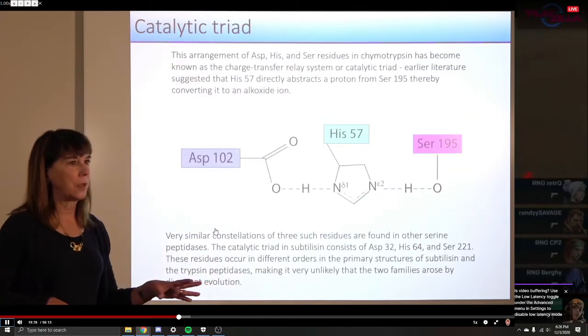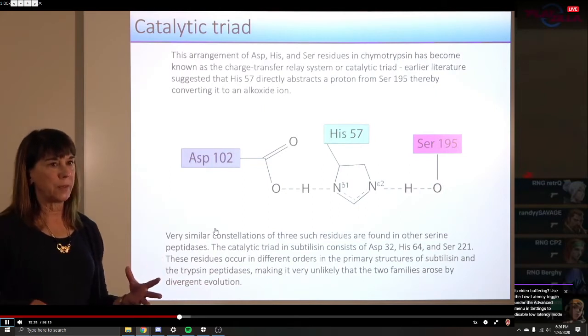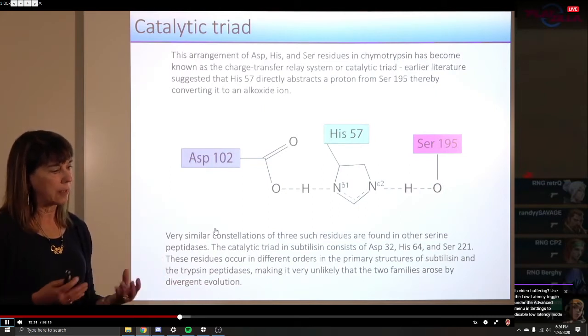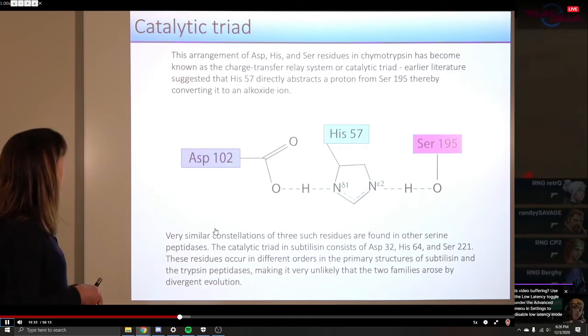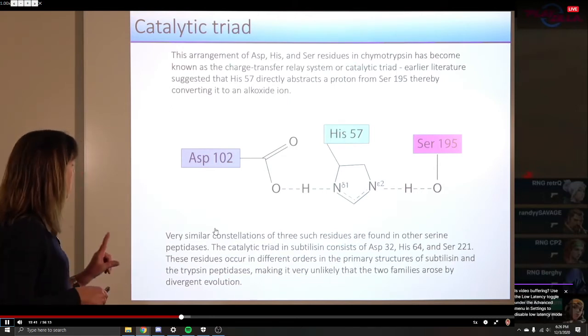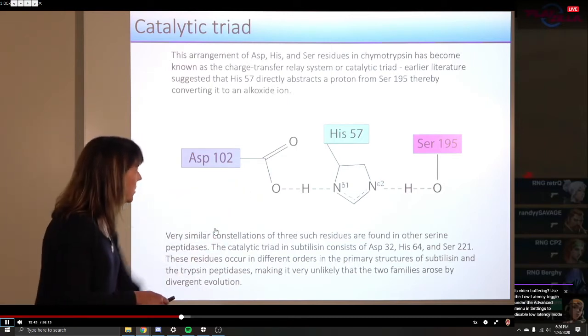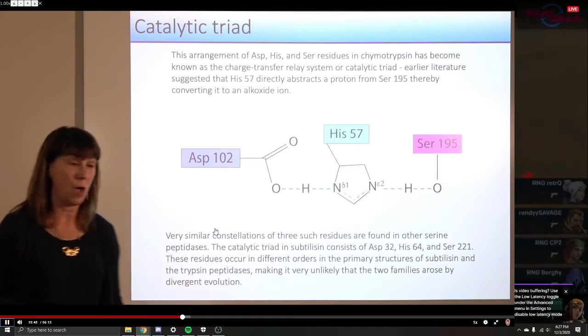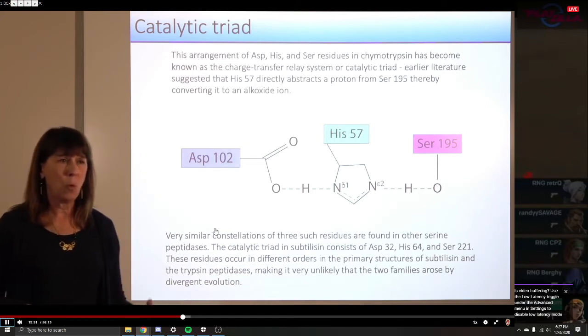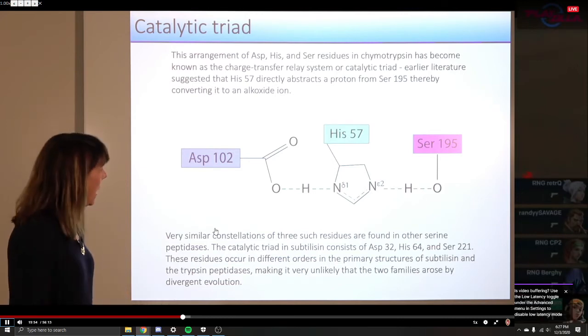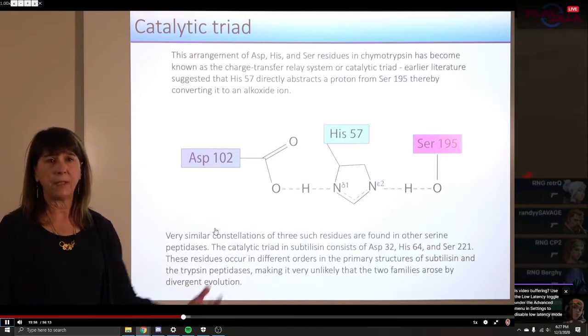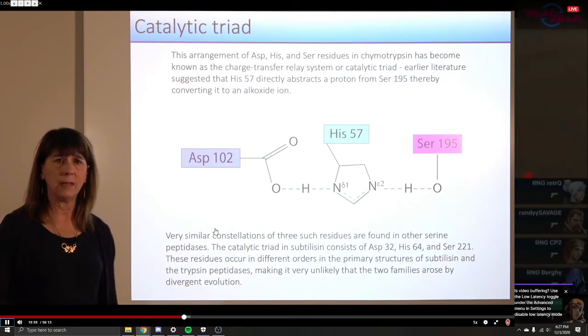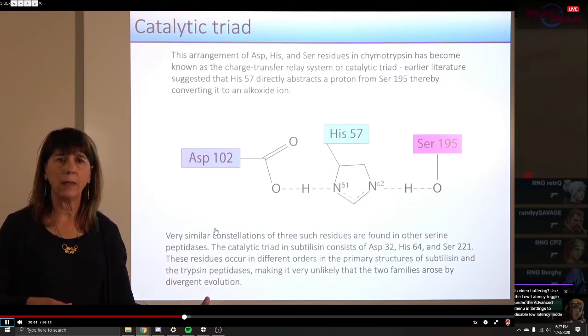So when these structures were solved, especially chymotrypsin and trypsin, this arrangement came to be known as the catalytic triad or the charge relay system. Now the earlier literature suggested that this histidine pulls the proton off that serine to make it an alkoxide. And we know now from this class, if you have an alkoxide, you have a strong nucleophile. But what are the chances of that? The OH group has a pKa of what, 15? And the histidine, what's the pKa of histidine, 6? What are the chances of doing that? And the answer is no.